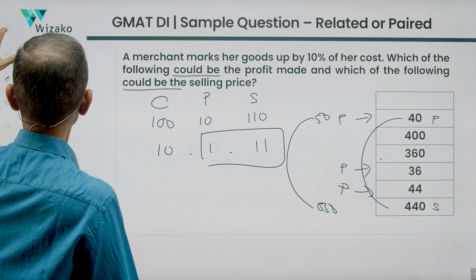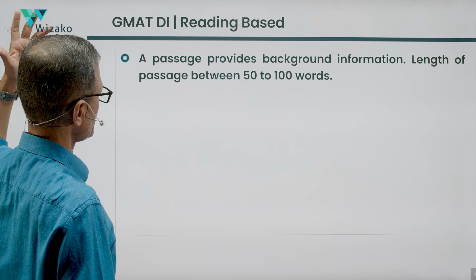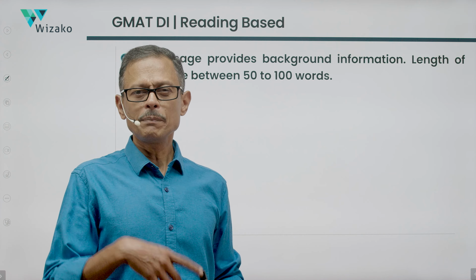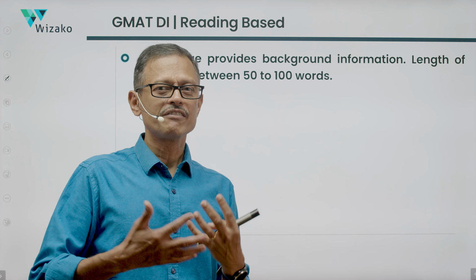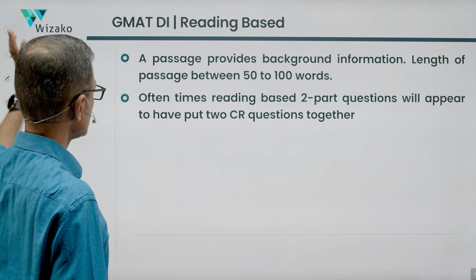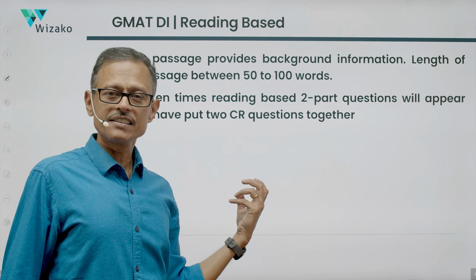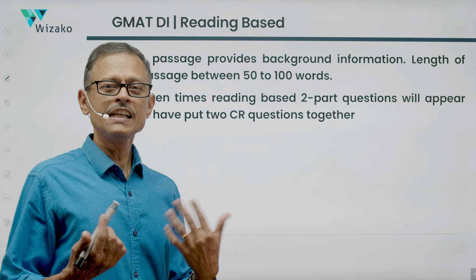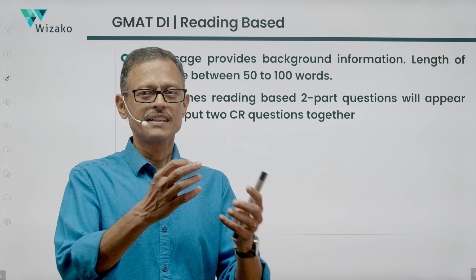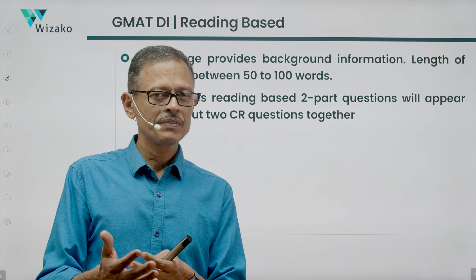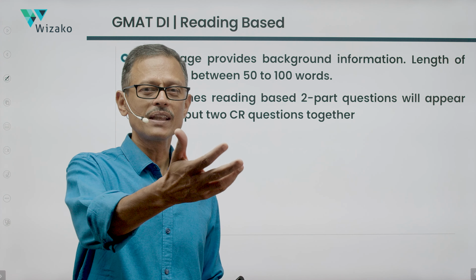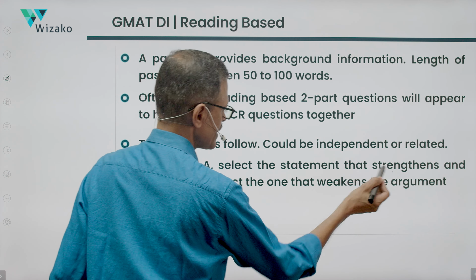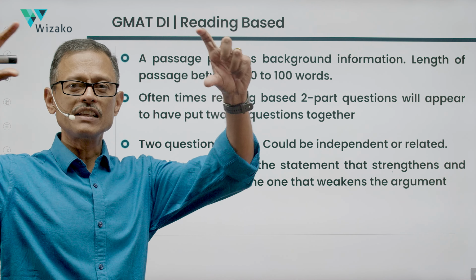You can also have verbal or reading-based questions that could come here. Any passage with 50 to 100 words and questions based on this, typically think of it as a modified version of the critical reasoning part that you're likely to see in the verbal. Again, in this case also, you could get independent questions or related questions. Independent questions will essentially give you an example. A CR argument is given to you, and then one part will say, which of the following strengthens the argument? Which of the following weakens the argument? So essentially, you strengthen it and weaken it independent of each other, based on the information available in the critical reasoning passage.